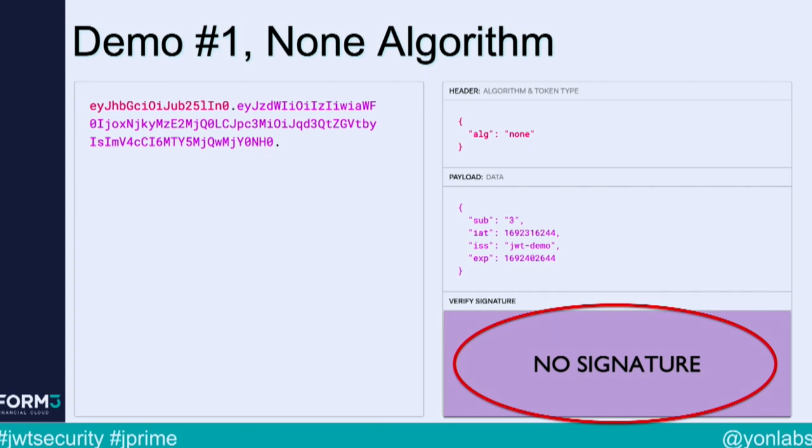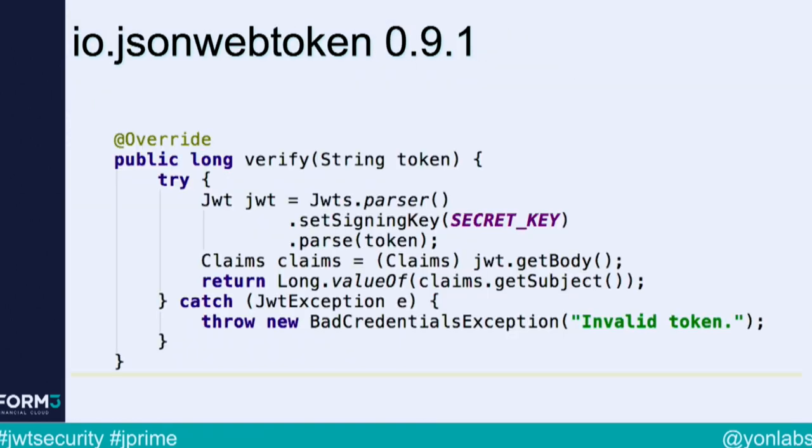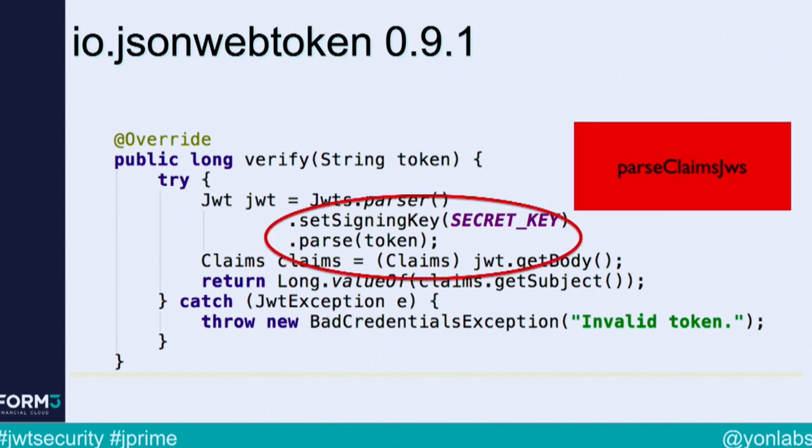What happened here? I've already shown you that there is no signature in this token. And obviously, we have some problem in our implementation. So that's an implementation for verification of our tokens. And it uses this io.jsonwebtoken library in version 0.9.1. And it looks pretty okay, right? We are setting the signing key, we are parsing the token, we are getting claims, and it looks okay.